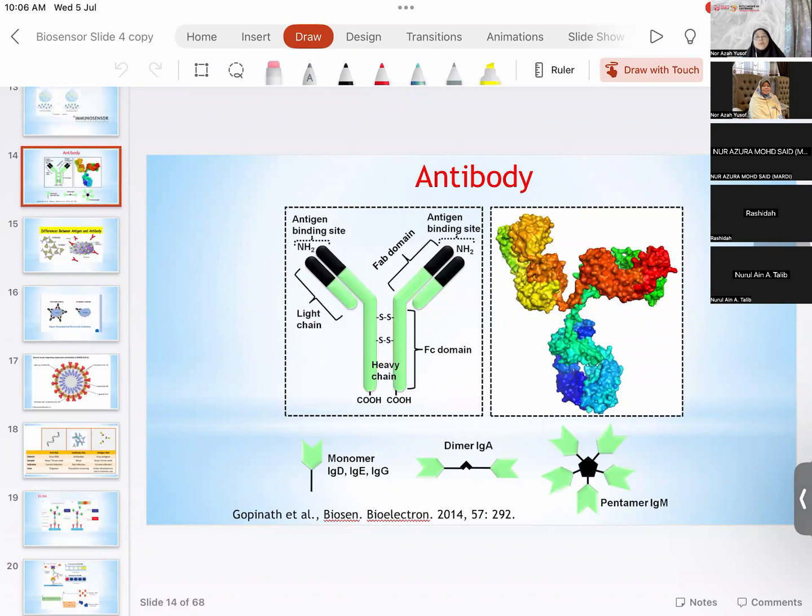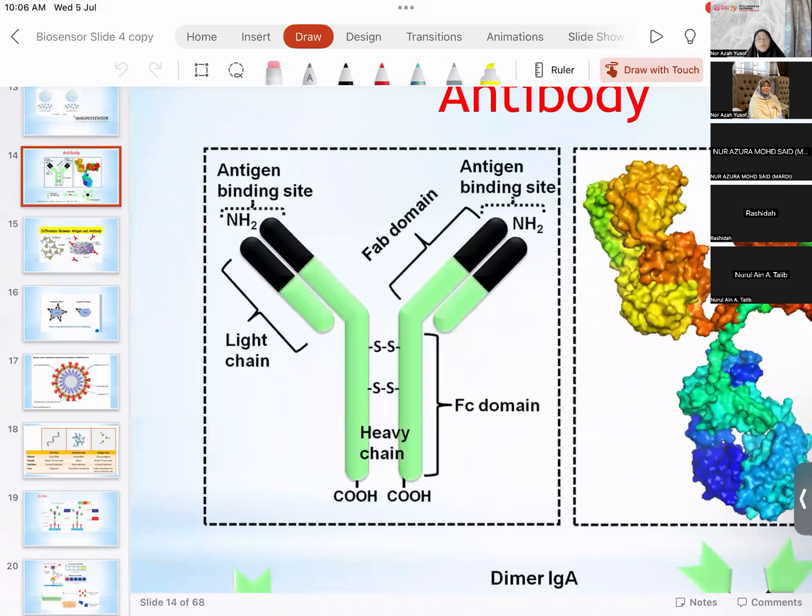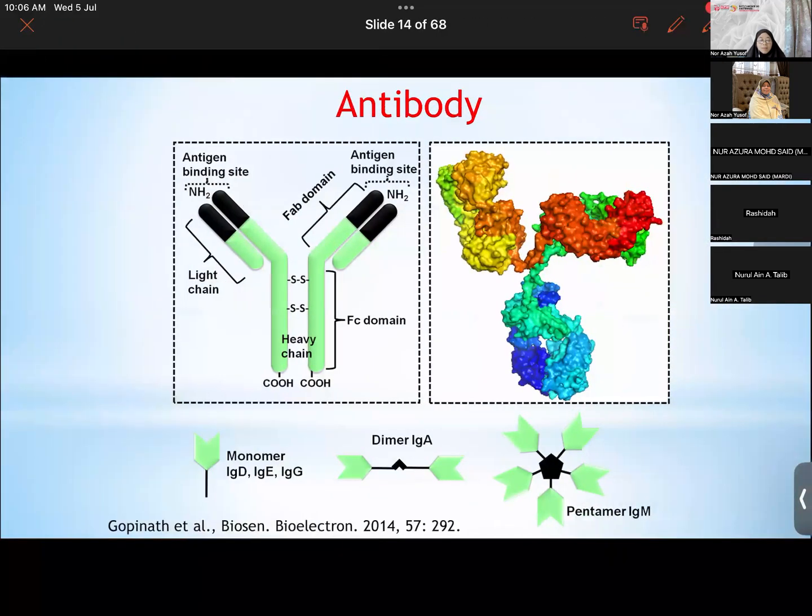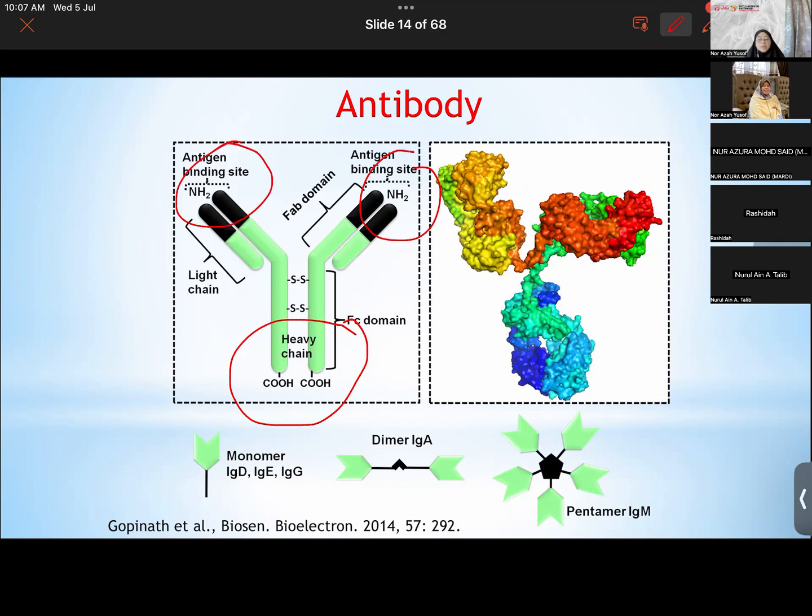Okay, so some of you are probably familiar, because commonly used in lateral flow is the antibody. So we need to know about the functional groups that exist in the antibody. We have carboxyl and we have amine. So to make sure that the antibody is clearly exposed to the antigen when it comes to the antigen.